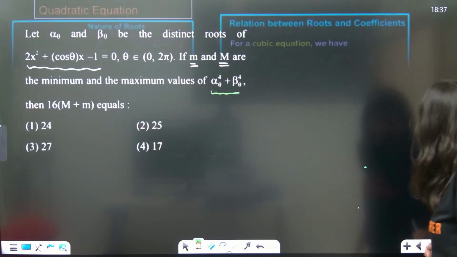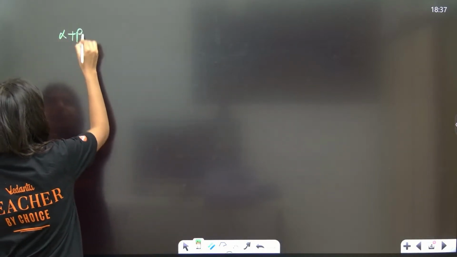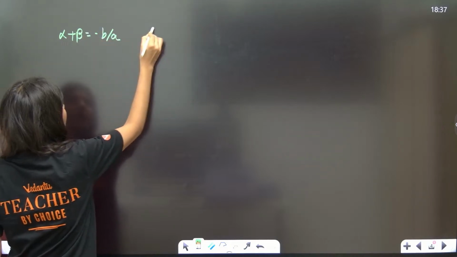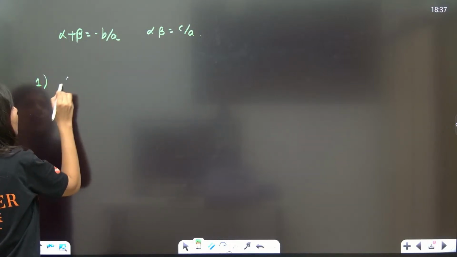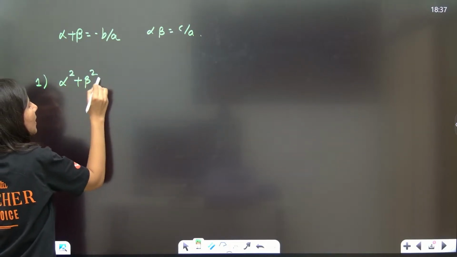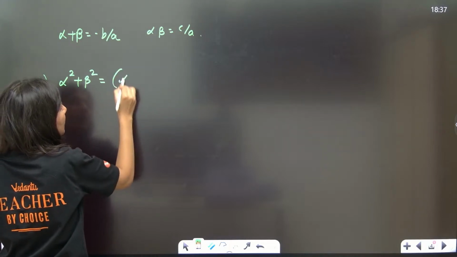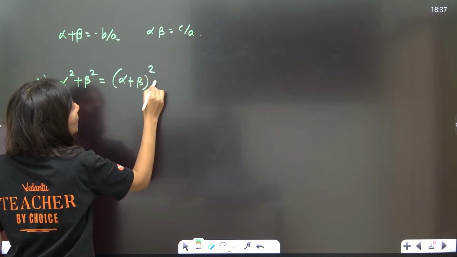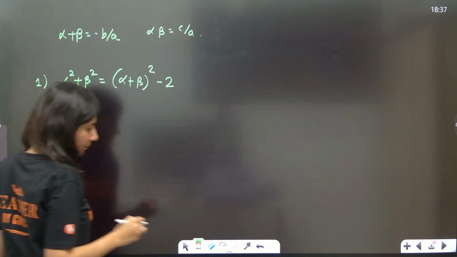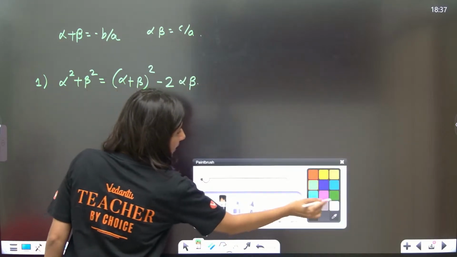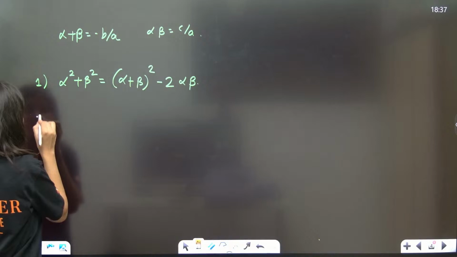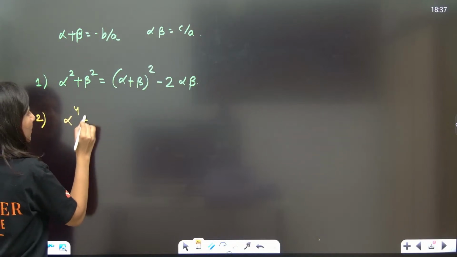So let me just go back a little and talk about some very important formulas. Suppose alpha plus beta is given to you. Obviously, you can calculate minus b by a, and alpha beta is c by a, correct? Now, if they ask you alpha square plus beta square, it is alpha plus beta whole square minus 2 alpha beta. Clear?